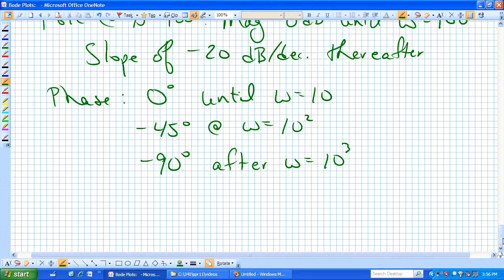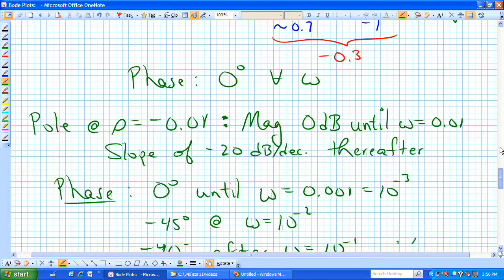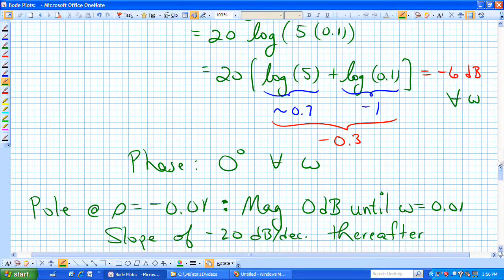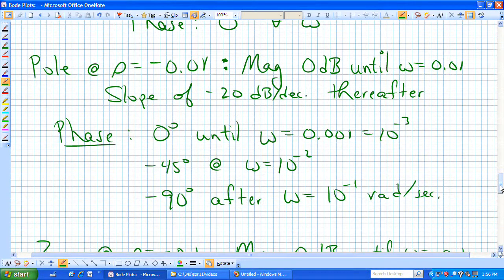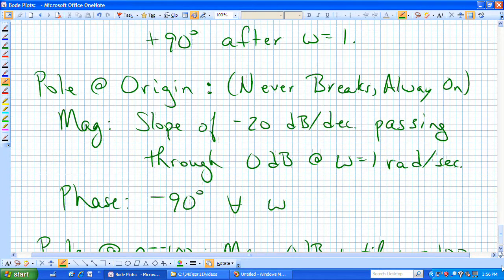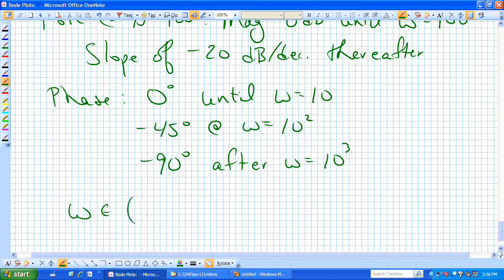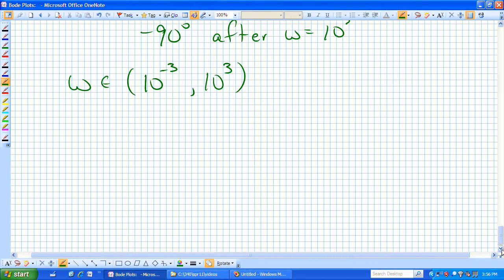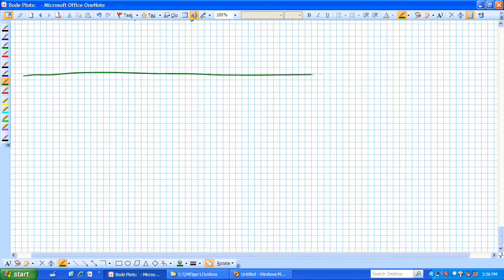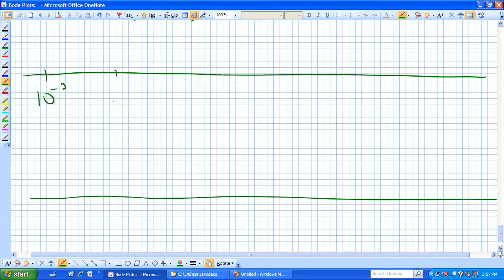If you're keeping track of our frequency interval, you'll see that the highest frequency that we need to worry about is 1,000. And if we go back to where we started, we will see that in our very first singularity, which was a pole at 0.01, we need to worry about things happening a decade before that, and at that point it's 10 to the minus 3. So now we're looking at a frequency range quite large. We're now letting omega live between 10 to the minus 3 and 10 to the 3. I'll try to squeeze that into my Bode plot, but that tells you how we need to spread out our intervals on this Bode plot.